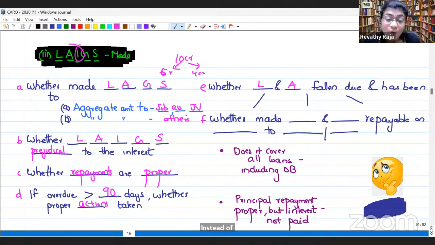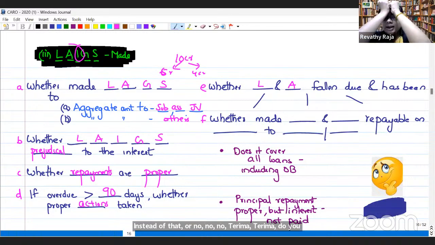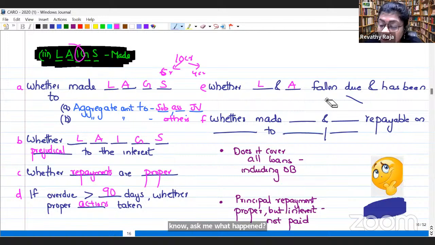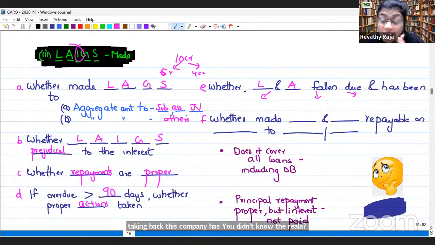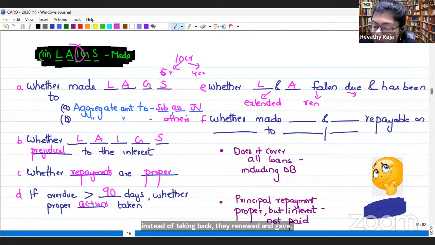do you know what happened? Come on, ask me. Instead of taking it back, the company has extended. Company means BOD. Or instead of taking back, they renewed it and gave it. Okay, two more years you take. You renewed. Or they gave it as a fresh loan.